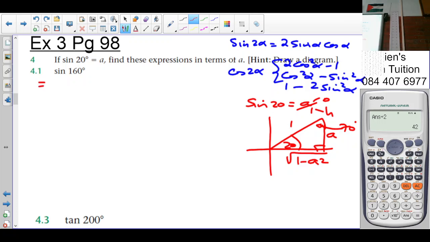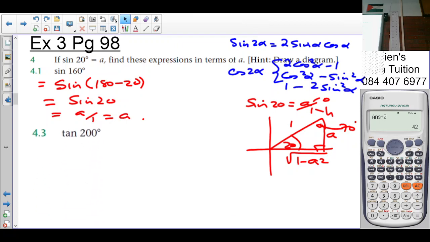Sine 160. Which quadrant is that in? Second quadrant. So it's 180 minus 20. Is sine positive or negative in the second quadrant? Positive. So it's positive sine 20. Sine of 20 is opposite over hypotenuse, so it's a over 1, which is a.